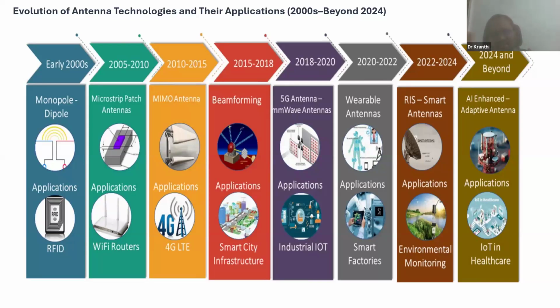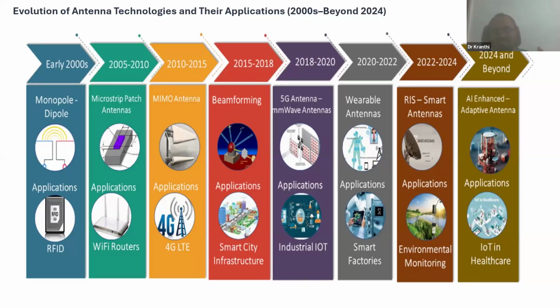Now we move to the next phase, 2005 to 2010. We use something called microstrip patch antennas. Antennas became smaller and flatter, leading to microstrip patch antennas. These were widely used in Wi-Fi routers, and people are still using them. This period marked the growth of wireless internet at homes and offices. As of now, we are using the same thing, and it is continuously evolving from that basic version to modern versions.